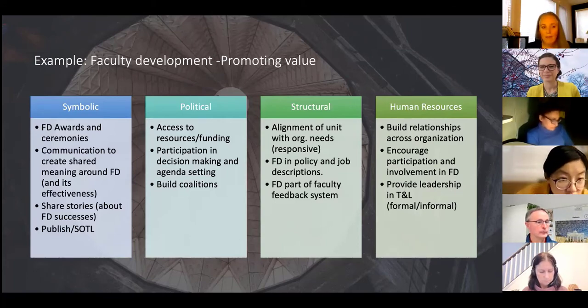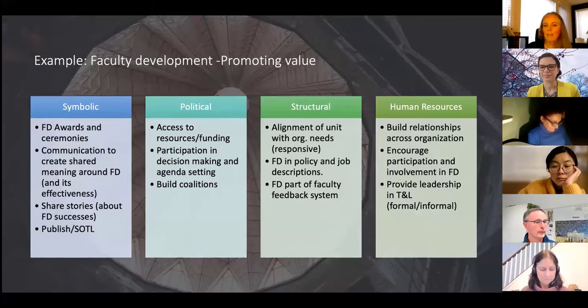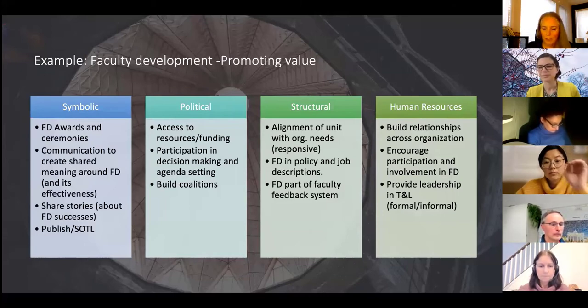You could probably identify other ones rather than the ones that I've put in there for your own setting. You may already have these in place. I know some places have a faculty development award. I think the University of Toronto in Canada has a Helen Batty Award of Excellence in Faculty Development that they've been giving out for, I don't know how many years. I know Karen's on the call from our research team, and she probably knows how many years that award's been in place, but it's been a while.